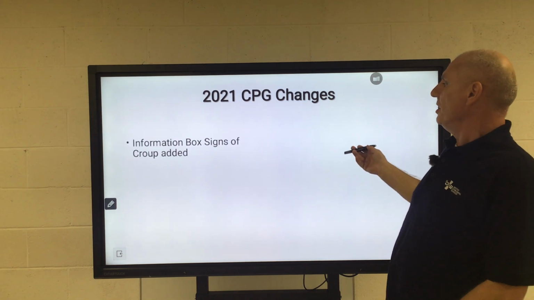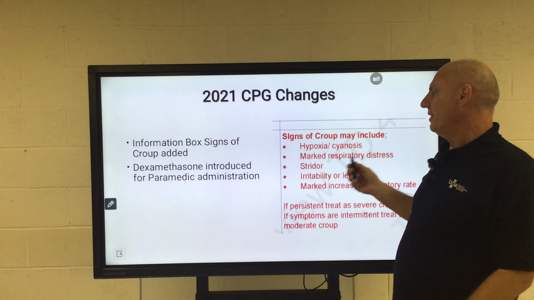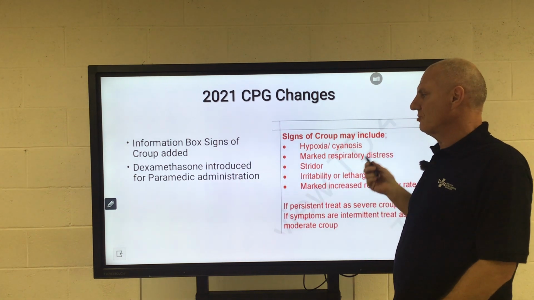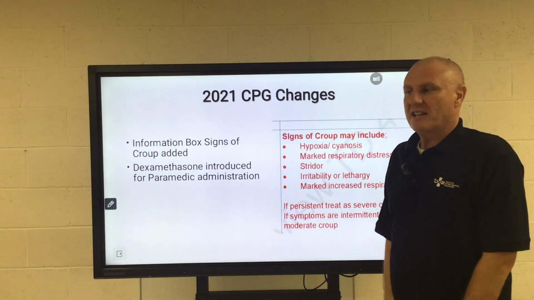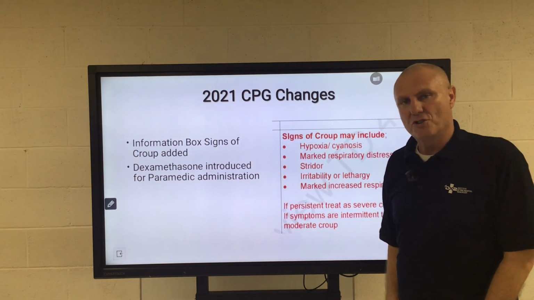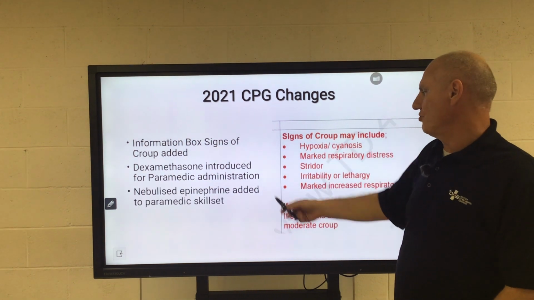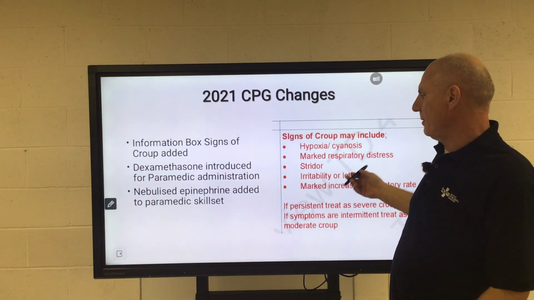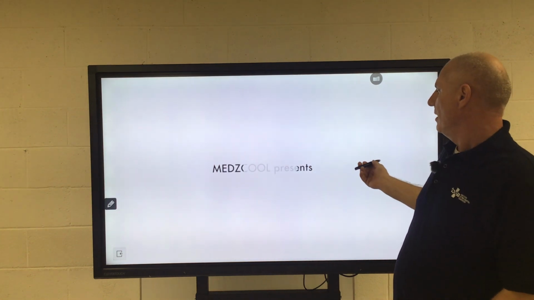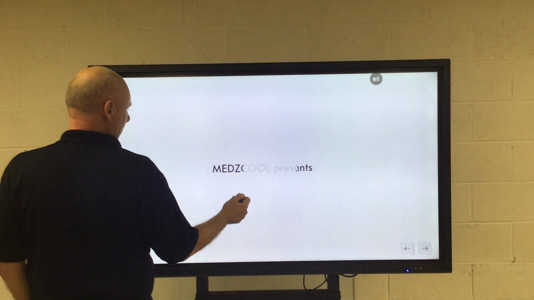2021 CPG changes. The information box signs of croup have been added, and we've discussed that already. Dexamethasone is introduced for paramedic administration, and again, being a steroid, it will help the child significantly in an hour or so. Frontline treatment for the big croup would be the epinephrine, or the adrenaline, should I say. Nebulized adrenaline added for the paramedic skill set. It's been with the APs for a number of years. So let's have a listen to these breath sounds.